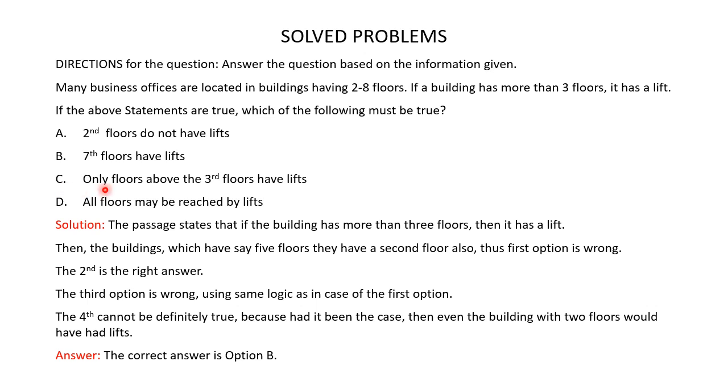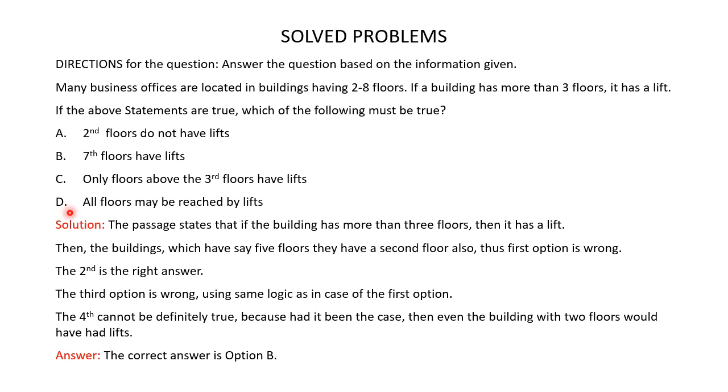Option C states only floors above the 3rd floors have lifts. Now clearly this option is wrong because buildings which have say 5 floors have a second floor also, which means the second floor has a lift in such buildings. So saying only floors above the 3rd floors have lifts is not true. So option C is wrong.